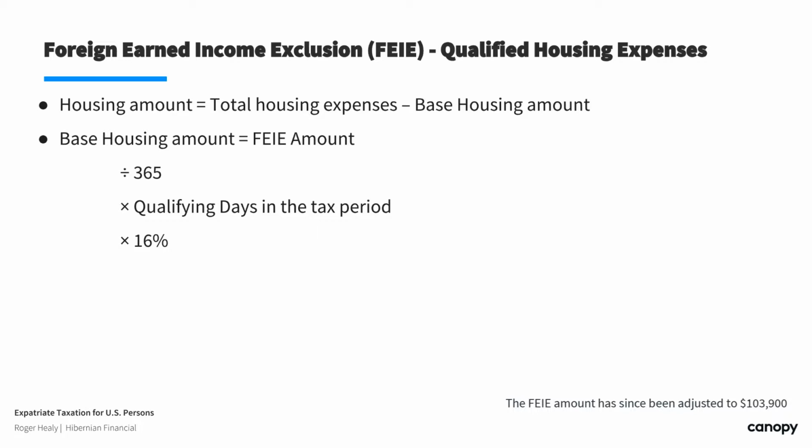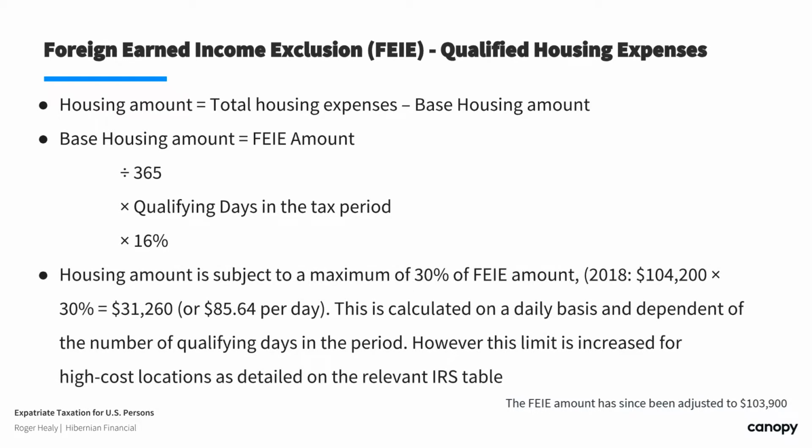So the housing amount is also subject to a maximum of 30% of the foreign earned income exclusion amount. So to calculate your housing amount, for 2018, it's $104,200 multiplied by 30%, or $31,260 a year. It's calculated on a daily basis and dependent on the number of qualifying days in the period. However, this limit is increased for high-cost locations as detailed in the relevant IRS tables. Most major cities around the world are detailed on that IRS table and have higher amounts. We'll look at a couple of examples next.